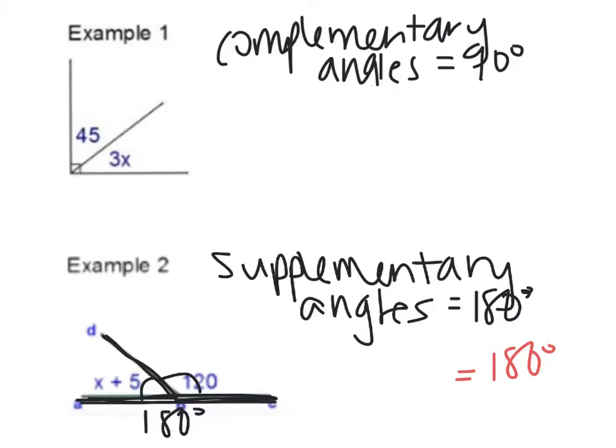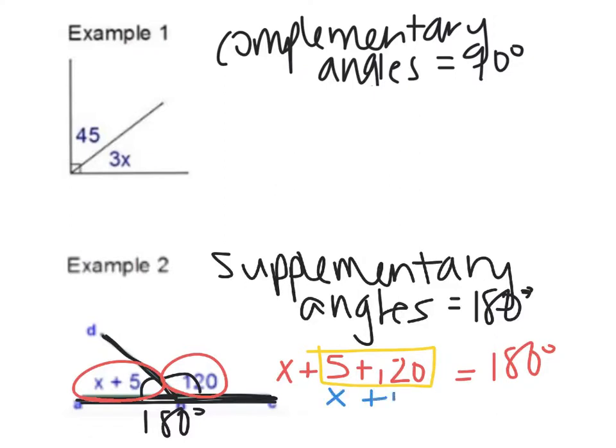Since I know that, I now know that if I take x plus 5 and add 120 to that, it has to equal 180 degrees. Well, the first thing that I'm going to do before I even go to solve is combine my two whole numbers together. So when I combine my two whole numbers together, I get x plus 125 equals 180 degrees. So once I take a look at that, now I can solve this, and it's actually, instead of a two-step equation, just a simple one-step equation.